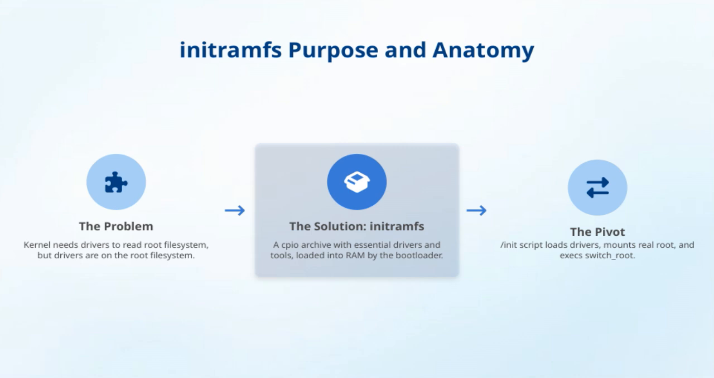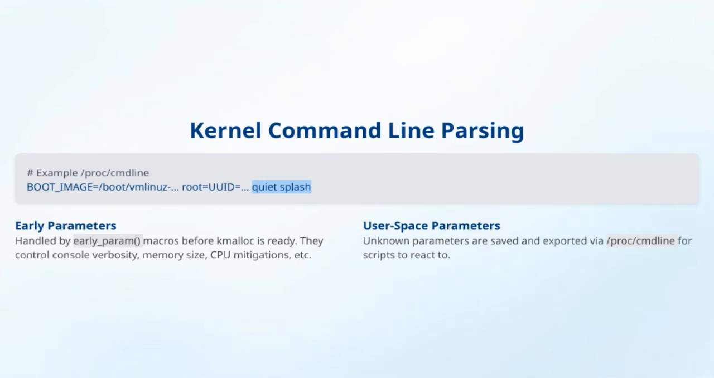So, to sum up, the initramfs is crucial because it provides the environment needed for the kernel to load the actual root file system, overcoming the chicken and egg problem of needing drivers to read the drivers themselves. This small, initial environment sets the stage for a smooth transition to the full system. Now, let's talk about how unknown parameters are handled during the boot process. These parameters are actually saved and exported through /proc/cmdline, which allows scripts to react accordingly. This means that any parameters not explicitly recognized by the kernel can still be accessed and used by scripts to adjust behavior or perform specific actions during startup.